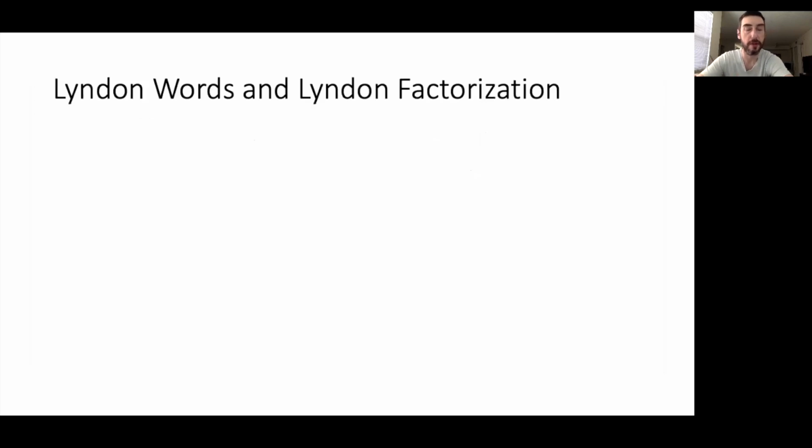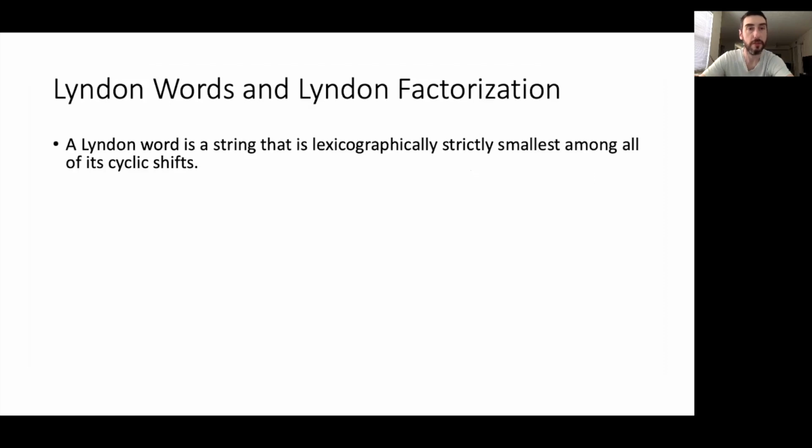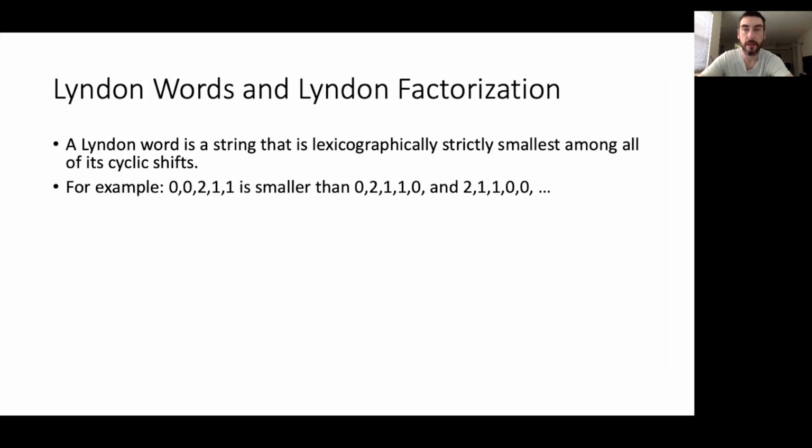Let me start by describing what Lyndon words are and what Lyndon factorization is. A Lyndon word is a word that is lexicographically smallest among all of its cyclic shifts. As an example, if our string is 00211, this string is lexicographically smaller than any of the strings you get from cycling the string around, for example 02110, 21100, etc. The smallest one is the one I first mentioned, 00211. So that's a Lyndon word.